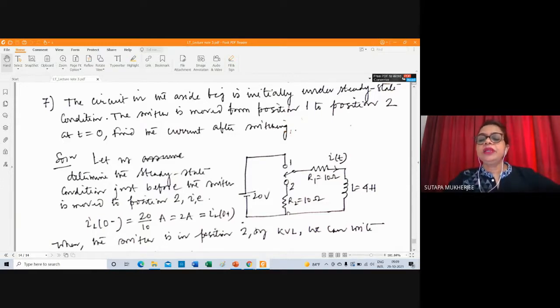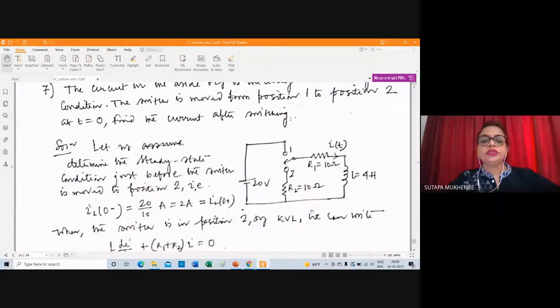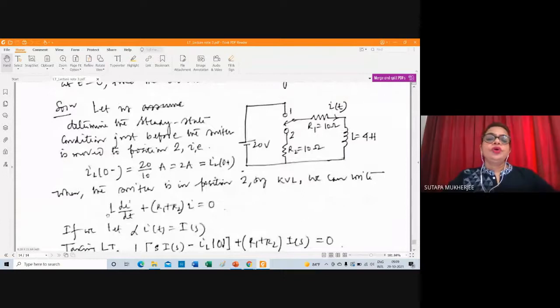Did you understand? If you move the switch from 1 to 2, what will happen? It will be R1, R2 and L. So, what is the equation?